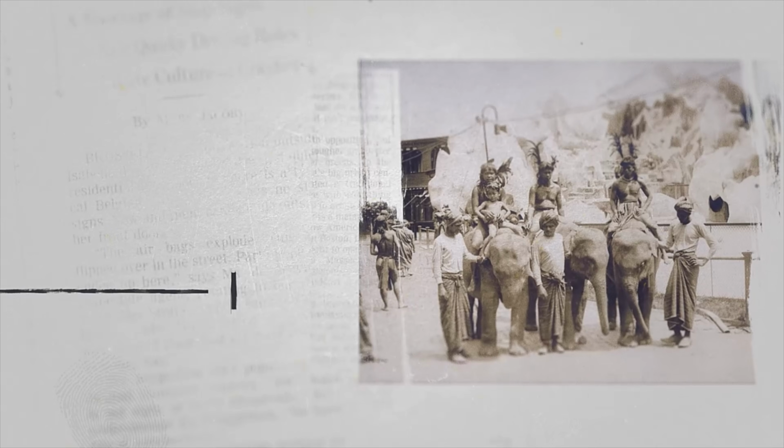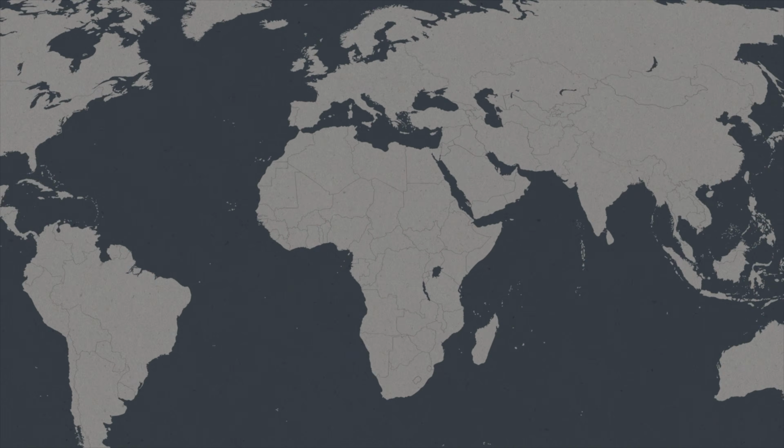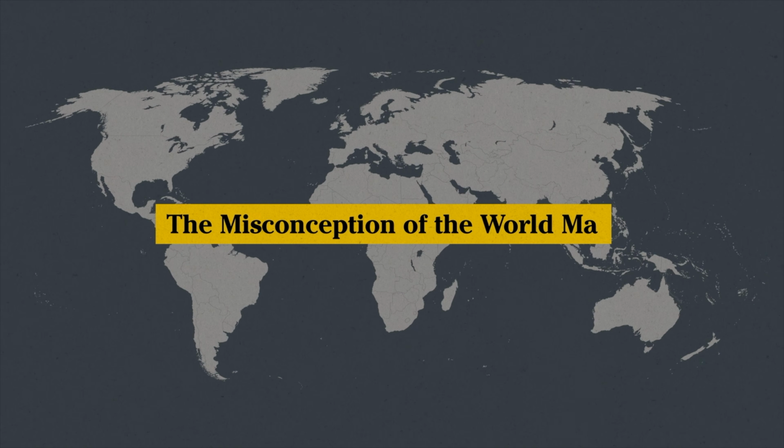This distortion is not just a cartographic oversight. It is a deliberate manifestation of racism and prejudice designed to minimize Africa and its people, perpetuating narratives of inferiority and insignificance. This is Black Untold, the misconception of the world map.